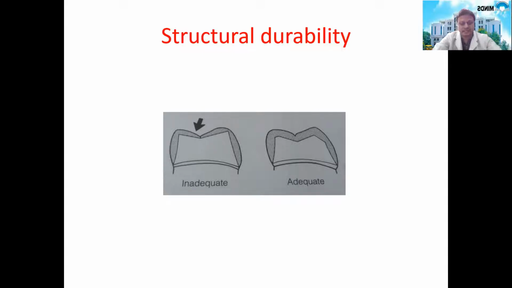So you can see in the second picture, there is an overall good tooth reduction, and the functional cusp also has been beveled, and the restoration will function for a long time in the patient's mouth without failing.